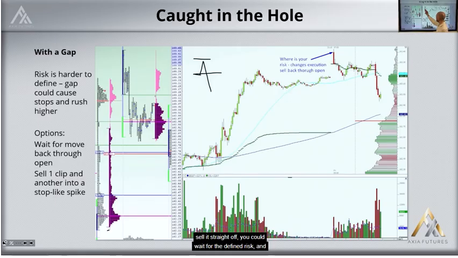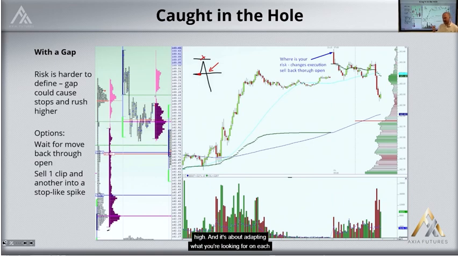Rather than sell it straight off, you could wait for the defined risk and now sell it back through the open. You've seen the open test, now you're playing for the drive, and also you have a defined risk. And with that, now you can play for the gap fill first, and thinking about where this can go to, you play for the gap fill first, and then potentially the value area high.